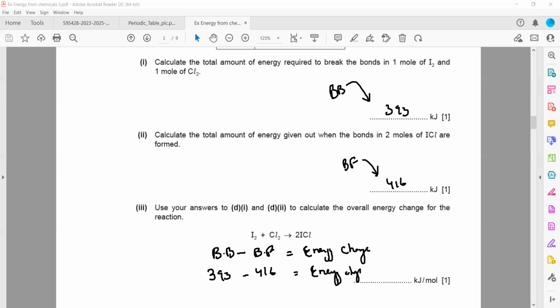393 minus 416 equals minus 23. So the energy change for this reaction is minus 23 kilojoules per mole. Because we are getting a negative answer, what is the significance of a negative answer? A negative answer shows that this reaction will be exothermic. Is it clear?